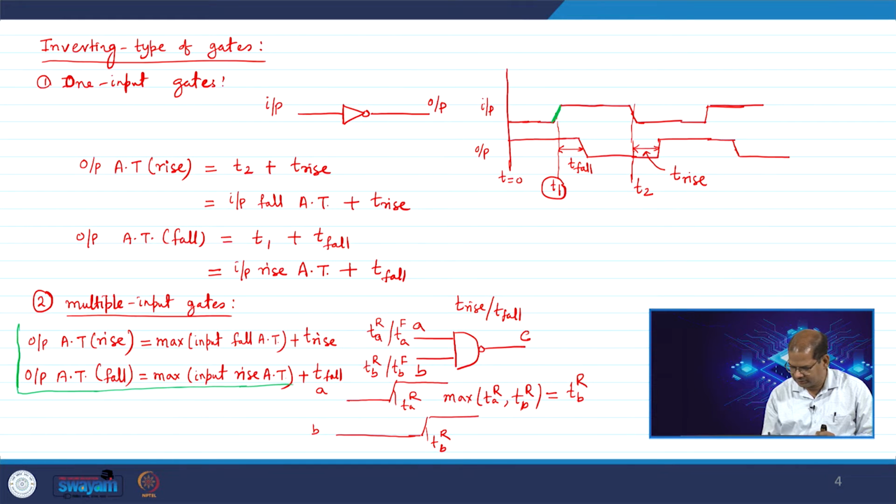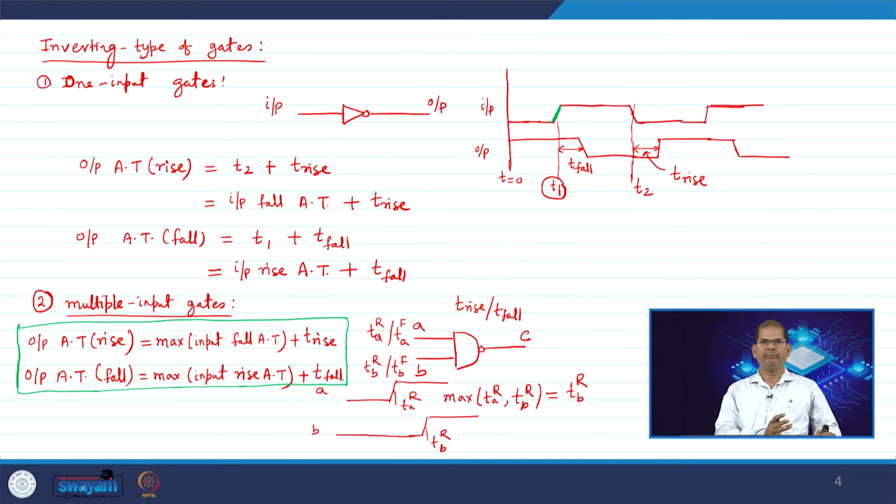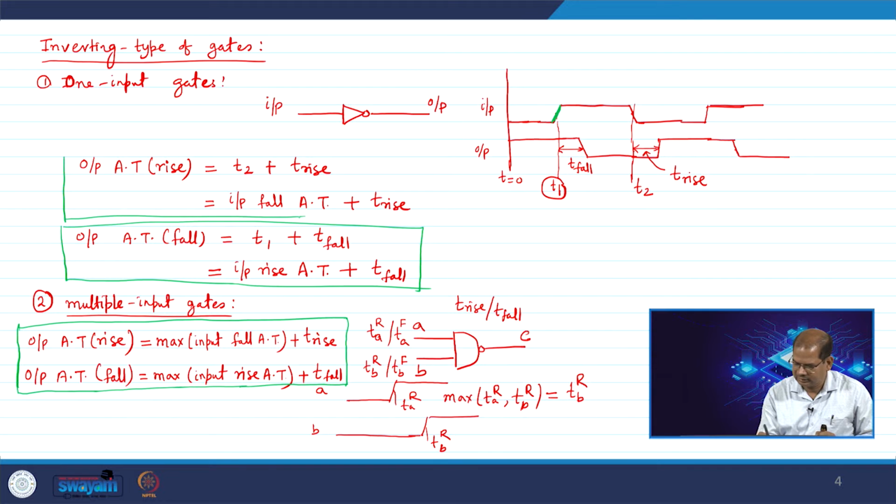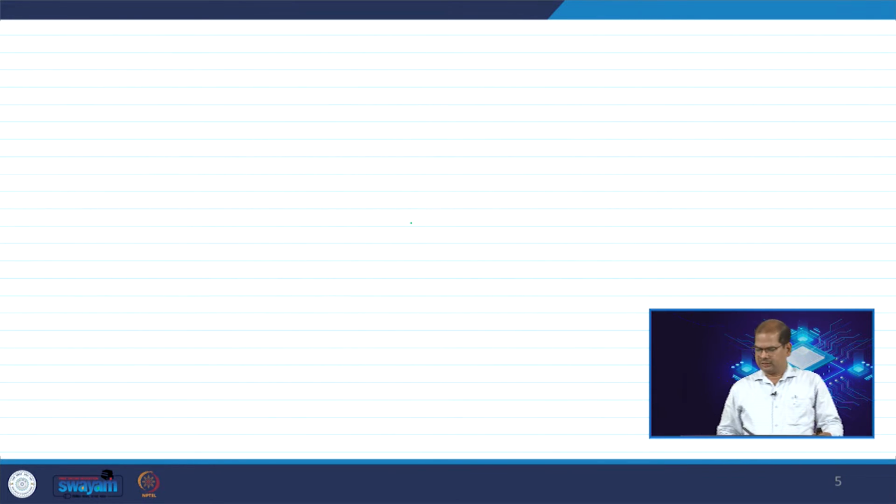I will put this equation in the box. This is for the multiple input gates. If I know the input arrival time and T rise and T fall, how can I find the output arrival time rise and output arrival time fall? This is for basically a single gate like an inverter. So, these 3 formulas are useful for inverting type of gates. Now, take an example for inverting type of gates.